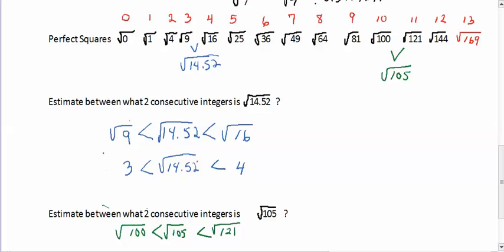So what integers do they lie between? It's going to lie between 10. It's going to be greater than 10, but less than 11. And that's estimating between which two consecutive integers the square root of 105 is. Okay, so that's the lesson.